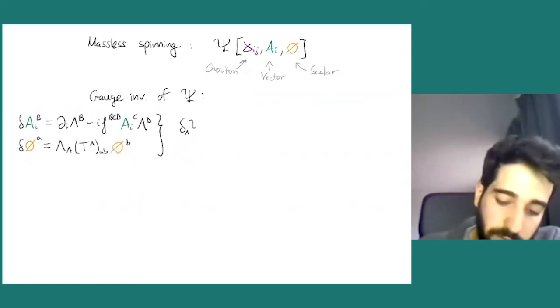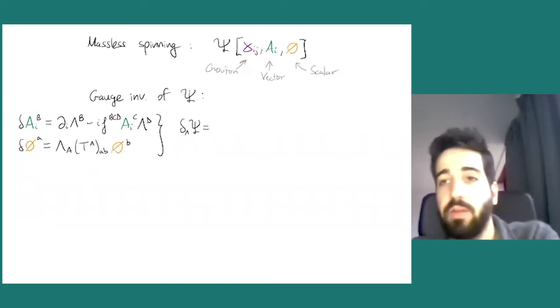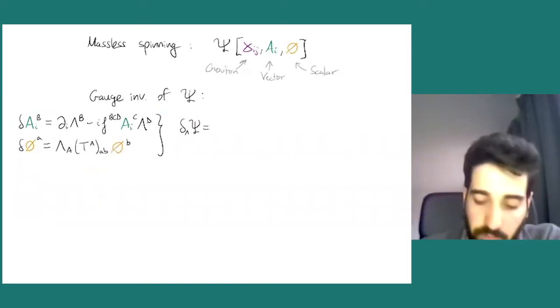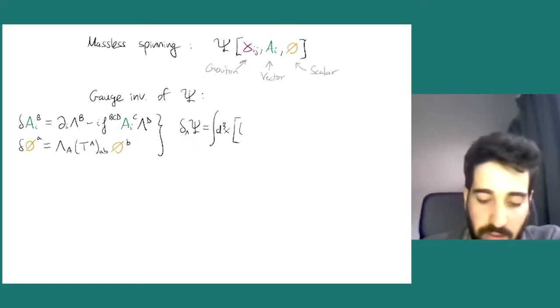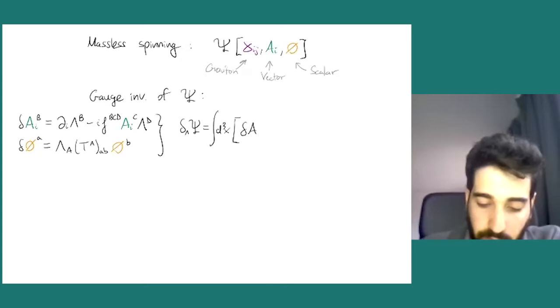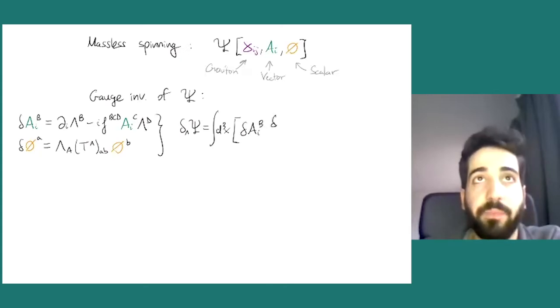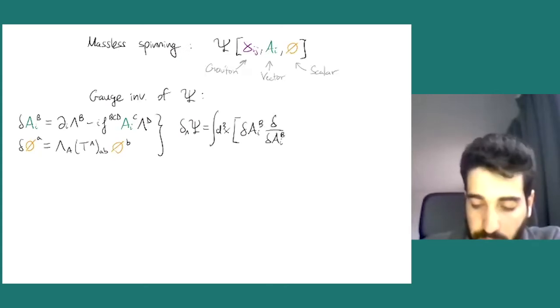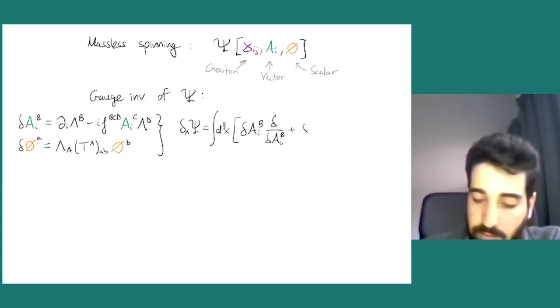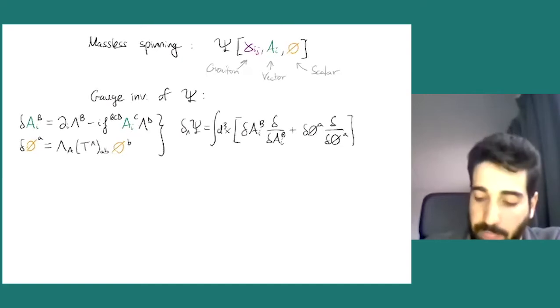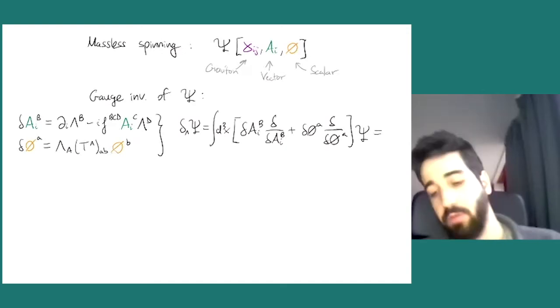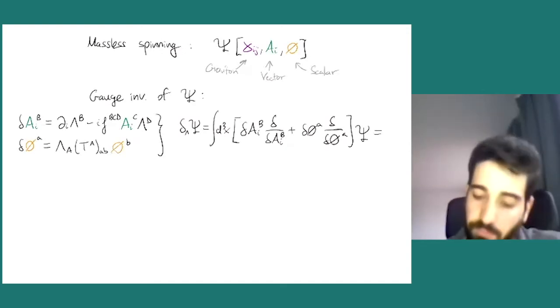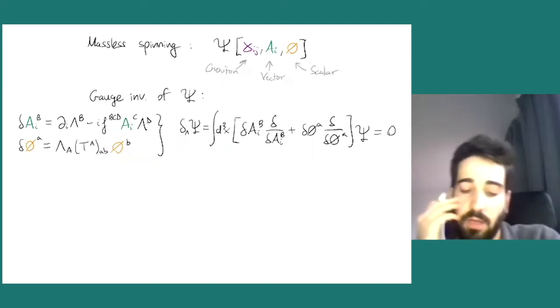Now, if you try to find the variation of this functional with respect to this gauge transformation, you will find an expression. It's not very important, but it's going to be this, plus something over the function. And if we require this wave function of the universe to be gauge invariant, so invariant under this transformation, this has to be 0.